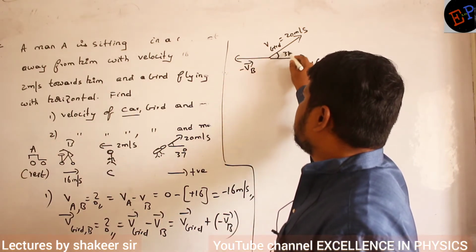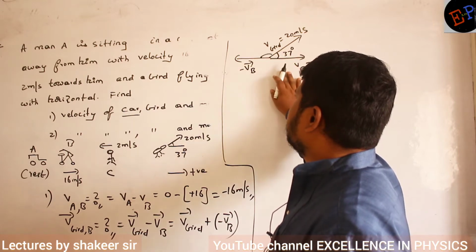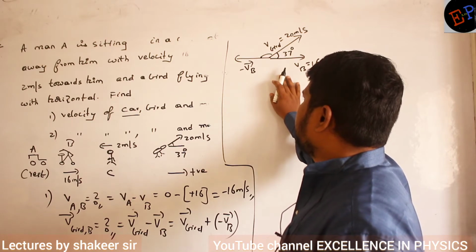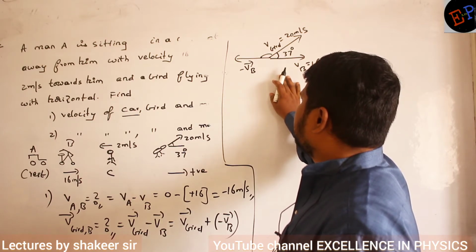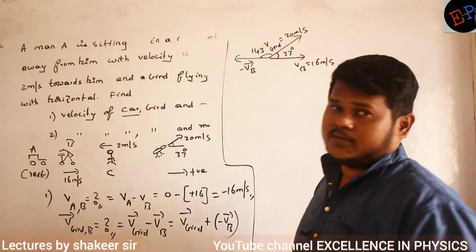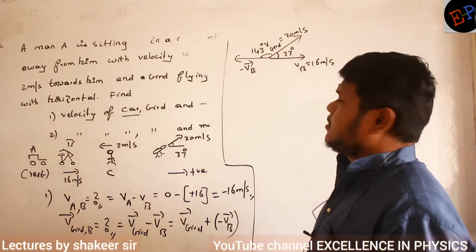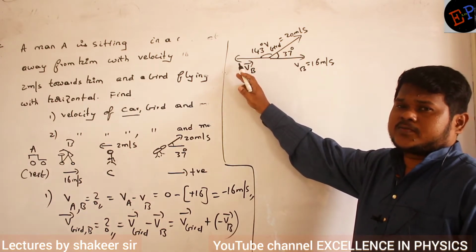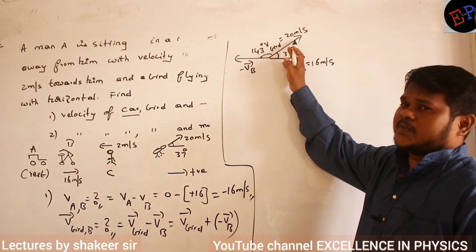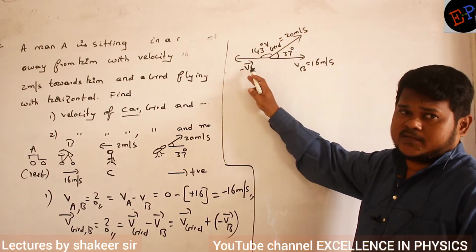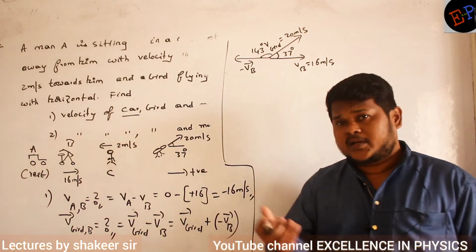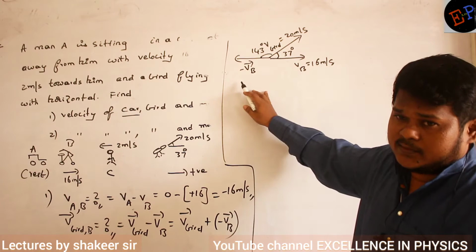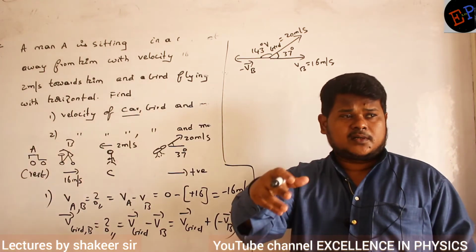And what is this angle? This angle is 37 degrees. Then what is this angle? So 180 minus 37, how much? 143, that is the angle. Okay. So now you can take the resultant of these two, the resultant of velocity of bird and negative velocity of the person on the bike. Then you will get the relative velocity of the bird with respect to the observer on the bike.